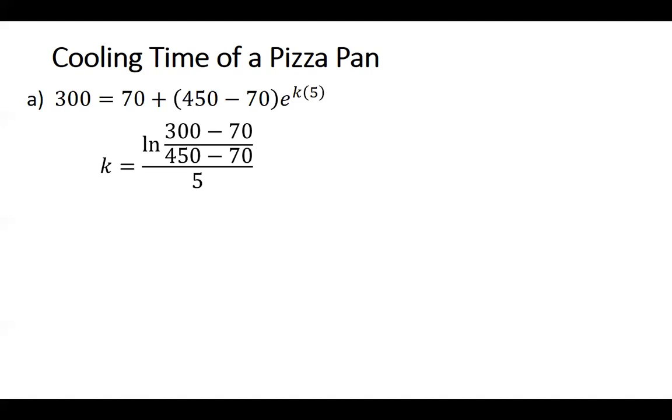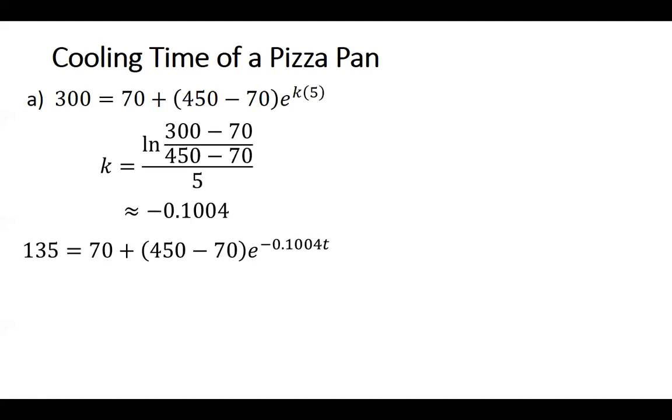So then we take the natural log of both sides and then divide by 5, and we get a constant of negative 0.1004. I intentionally kept it out to that 0.1004 because I wanted to show it wasn't exactly just negative 0.1. And it did continue on from there too.